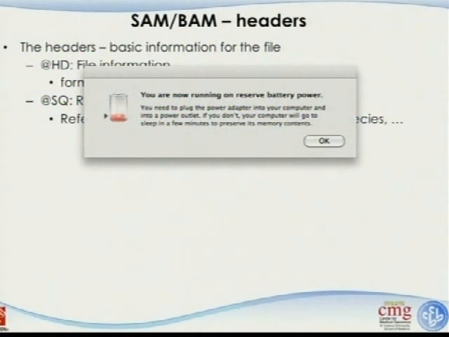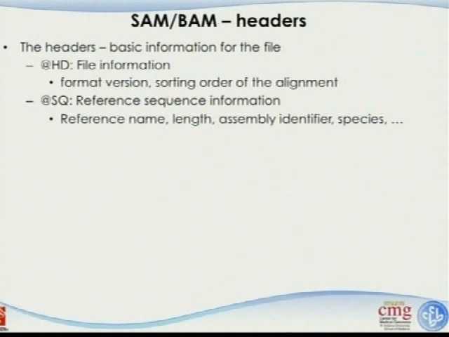So let me fix this first. I hope I can. All right, I think it's plugged in.